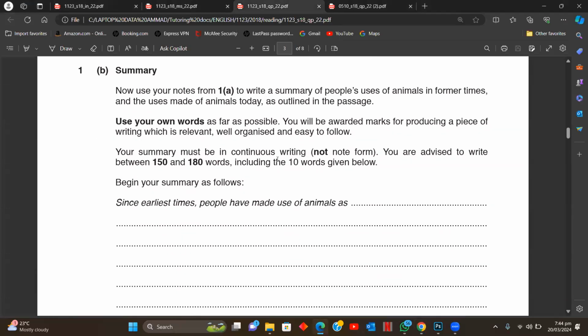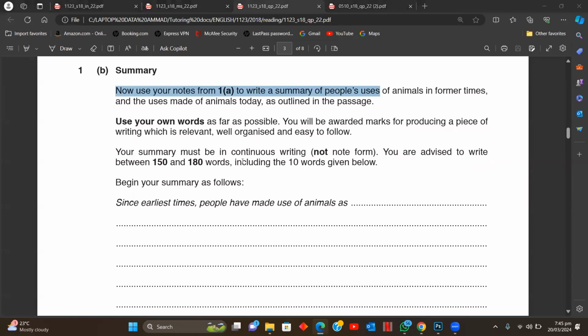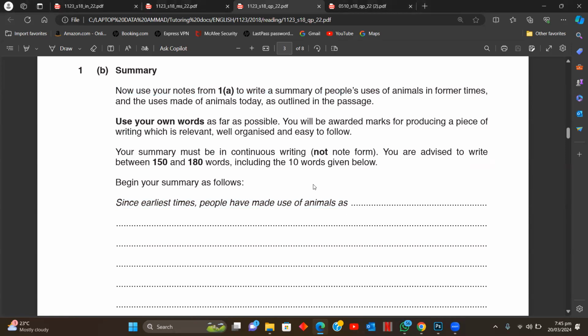Now you see, this is part B of the first question. The notes that you made earlier, you have to use all of these notes to write a summary. And they've given you a starting statement as well. The summary is not in note form; it is one continuous paragraph or two paragraphs, again using the same techniques that I explained.